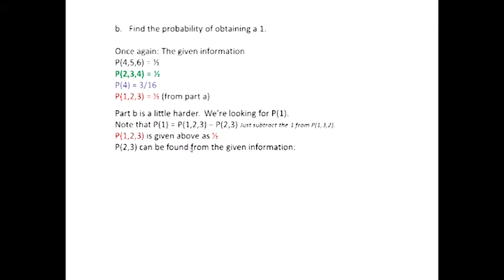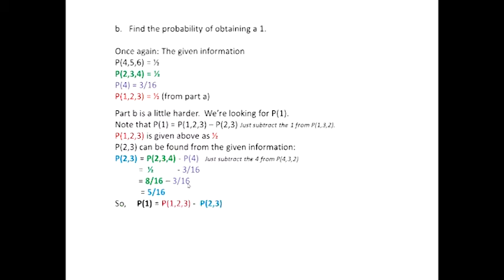So 2, 3 can be found from the fact that 2, 3, 4 is 1/2. Just take away the probability of the 4. So if I have 2, 3, 4, take away 4, that leaves me with the 2, 3. So that's the 1/2 minus 3/16 from here. Well, 1/2 is 8/16. Take away 3/16, and we get 5/16. So your second part of the problem is 5/16.